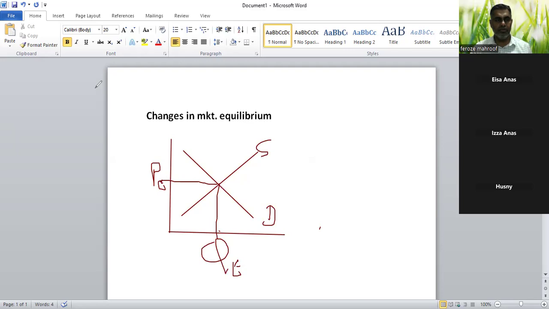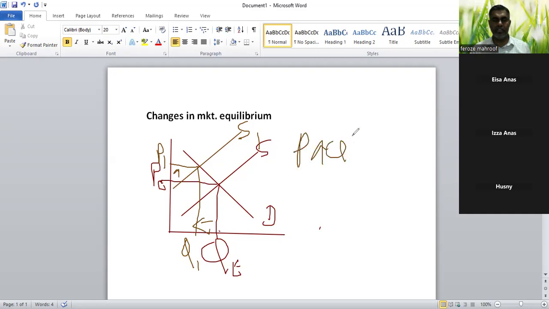Now, in case the supply is falling, supply will be shifted to the left. So it's going to be S1. Therefore, new price will be P1, new quantity will be Q1. So what is happening here? Price is increasing, quantity is decreasing. There's a price increase and a quantity decrease.